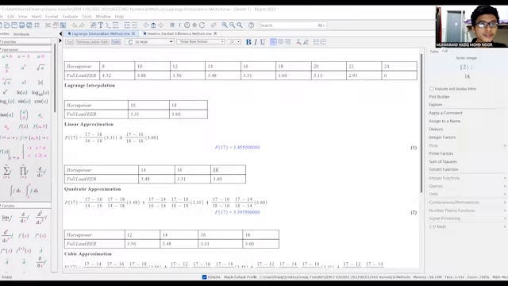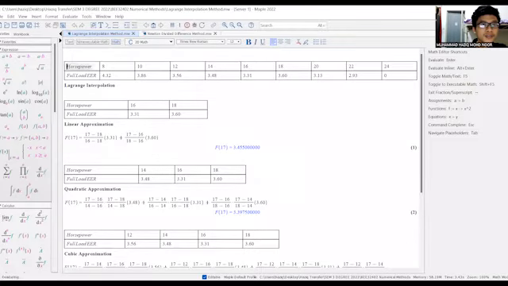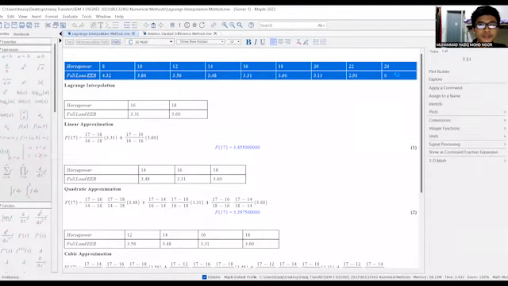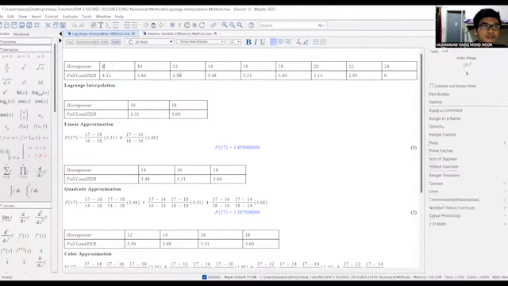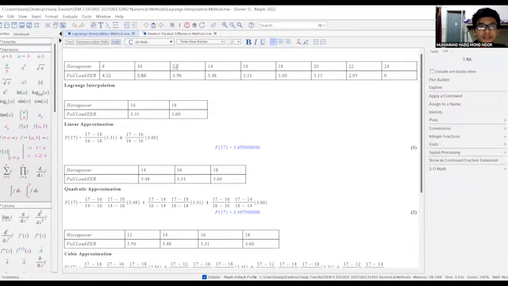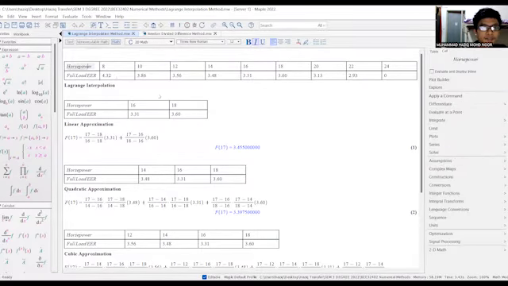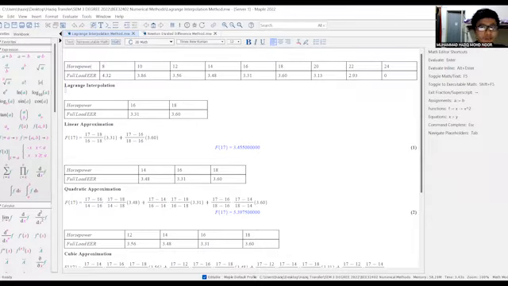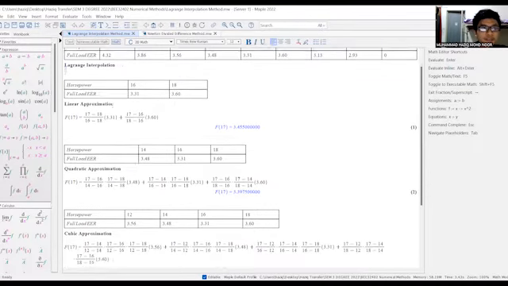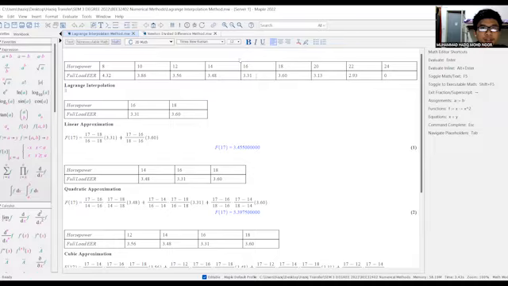First, the table below shows the data that we obtained from the Toshiba catalog. This is the data for the X and Y parameters, which is horsepower versus full load EER. For the Lagrange interpolation method, we are required to find the value for 17 horsepower, which is between 16 and 18.